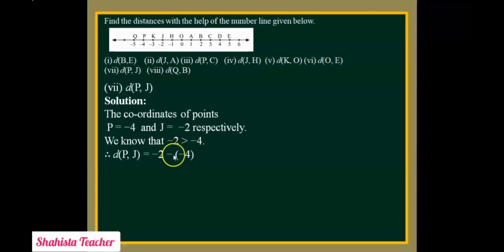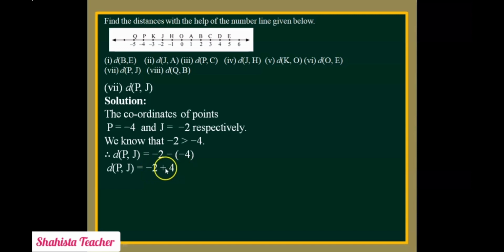Now minus 2 and this minus becomes positive plus. So minus becomes plus. So it will become plus 4. So minus 2 plus 4. So here distance of P comma J is equal to minus 2 plus 4. Now which number is greater? 4 is greater or minus 2 is greater? Now this 4 carries plus sign. Is that clear? So now plus 4 is greater than minus 2.